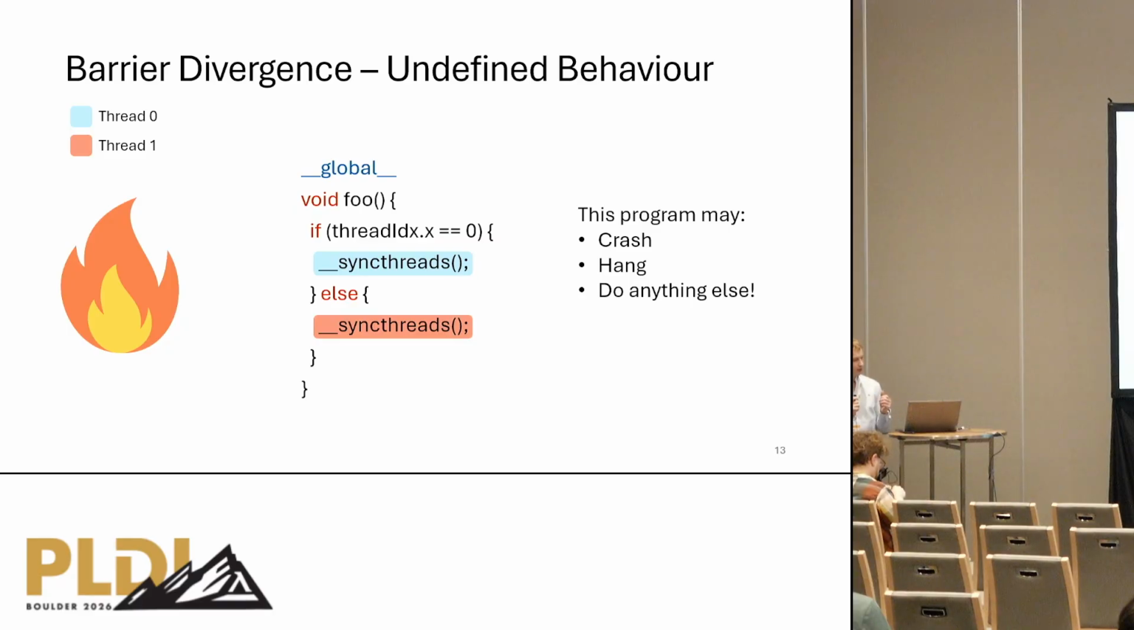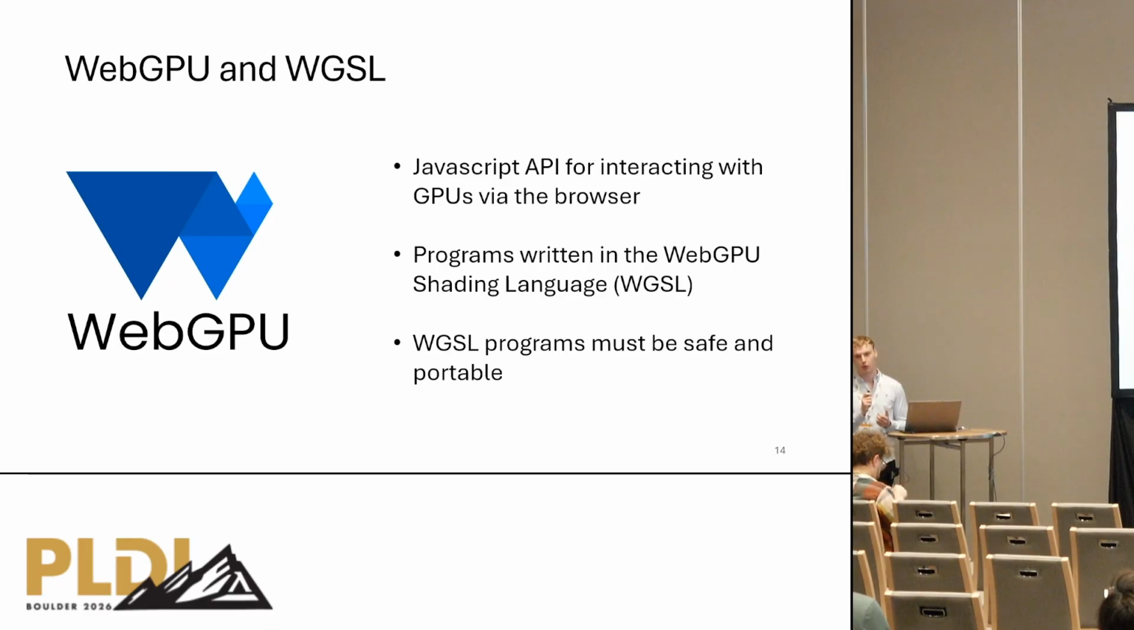So while this is acceptable for languages like CUDA, where you write your own kernels and it's intended for experts, it is not acceptable for a web-based programming language. WebGPU is a new programming model for the web, and it brings general-purpose GPU computation to the web for the first time. It's centered around a JavaScript API for interacting with GPUs via the browser, and programs are written in a new programming language called the WebGPU shading language. And so this language is designed in a way such that it does not have the undefined behaviors that you would find in other GPU programming languages.